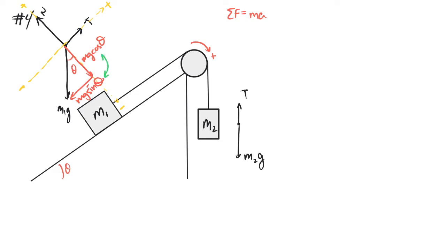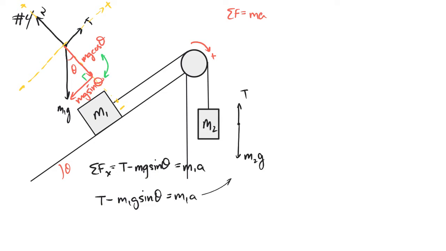For notes on why those are cosine and sine, check your notes. This is a right angle. Mg sine theta is all in the x direction. Mg cosine theta is all in the y direction. So if I was going to take a look at the net force in the x direction for the one on the incline, I'm going to have T minus m1g sine theta equals m1a. So T minus m1g sine theta equals m1a. That's it. That's all I really need. That's what I got over there.